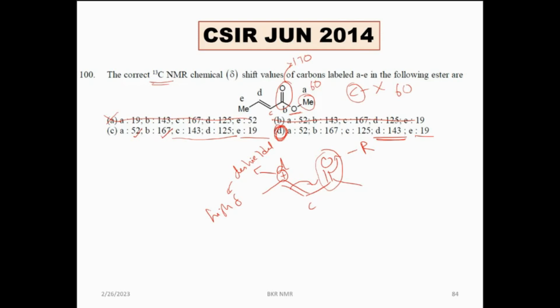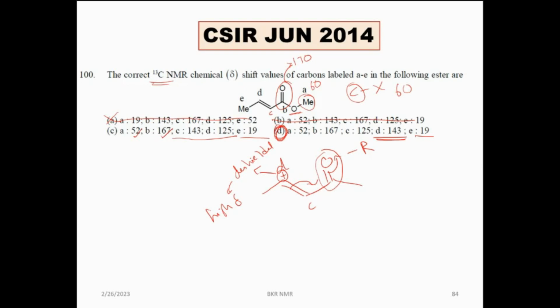This is very important. First we'll go for proton NMR. In proton NMR, where do alkane protons come? What is the range? 0.5 to 1.5. Very good. Triple bond hydrogen, where does this hydrogen come? 2 to 3. Very good.